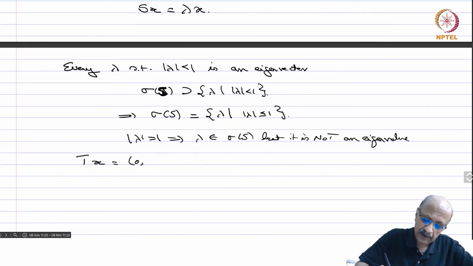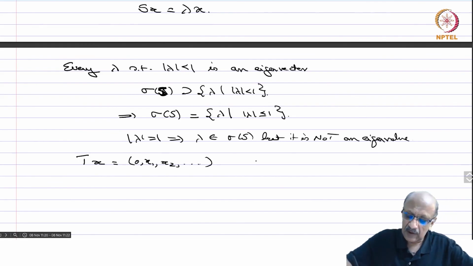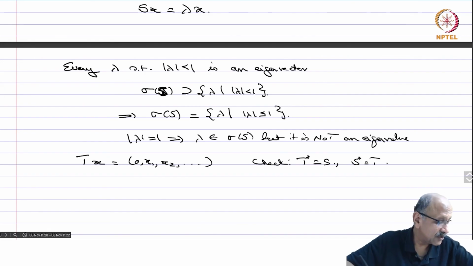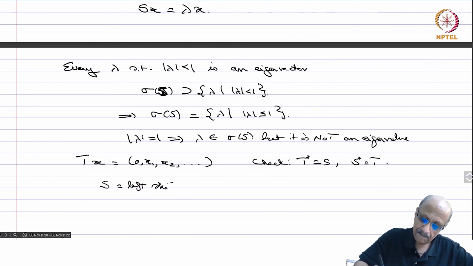Okay, now you define T of x equals 0, x1, x2 and so on. Then we have already seen this before, so check again, T star equals S and S star equals T. Okay, you can check this. So S is called the left shift and T is called the right shift.